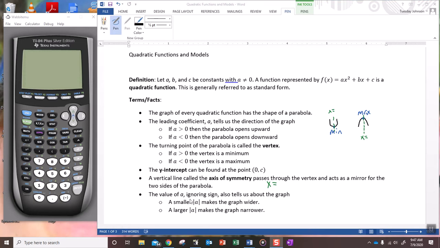If we ignore the sign of a, so we're looking at the absolute value of a, a smaller a makes the graph wider, and a lot of times we'll think of these as values less than 1. We'll say something like 0 is less than a is less than 1. So smaller values of a make the graph wider, whereas larger values of a make the graph narrower. And we'll talk more about that when we talk about transformations.